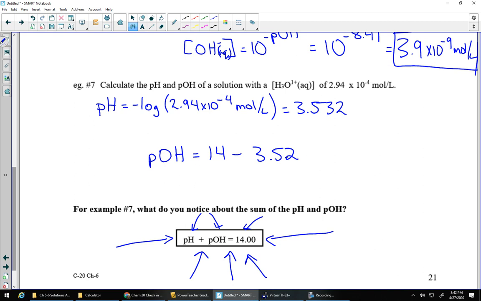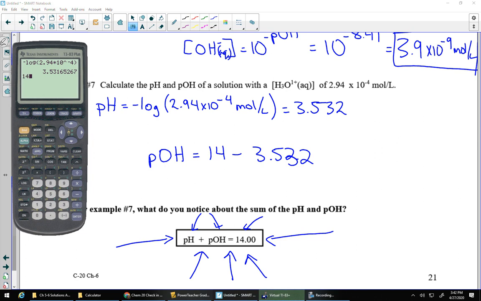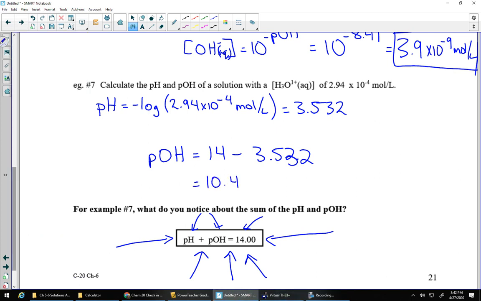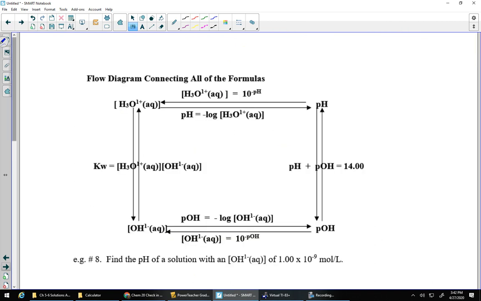So let's go back to the calculator. I'm just going to do 14 minus that answer, so that should be 10.468, I believe, 10.468. Nice. So we've got our pOH and our pH. They're always going to add up to be 14. So if you're given one, just take 14 and subtract, in this case, the pH. Hope that makes sense for people. Not too bad, right?